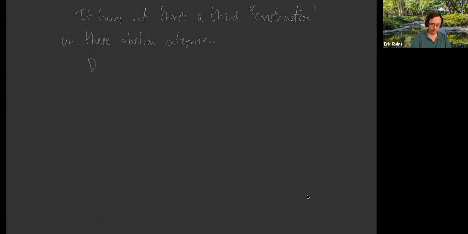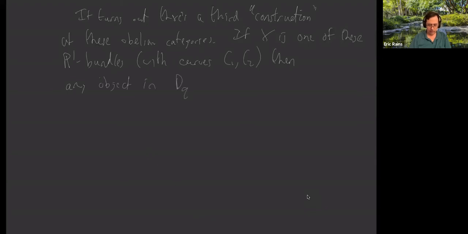So the derived category, if X is one of these P1 bundles, where the two bases of the two quadratic extensions are the curves C1 and C2, then any object in the derived category of quasi-coherent sheaves on X fits into a distinguished triangle. In fact, a functorial distinguished triangle.